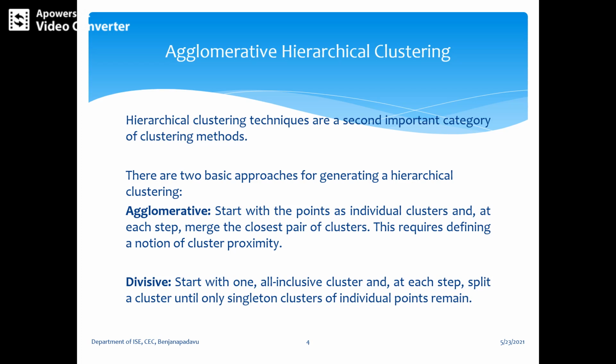There are basically two approaches for generating hierarchical clustering. The first one is agglomerative. This hierarchical clustering says to start with the points as individual clusters, and at each step, merge the closest pair of clusters. This requires defining a notion of cluster proximity.